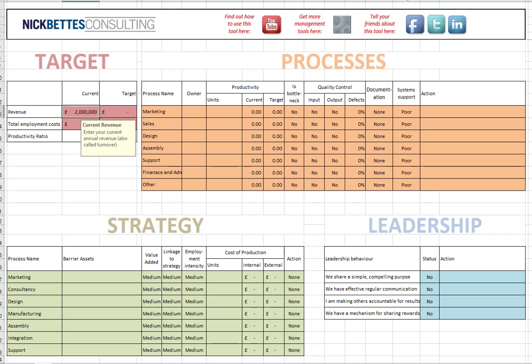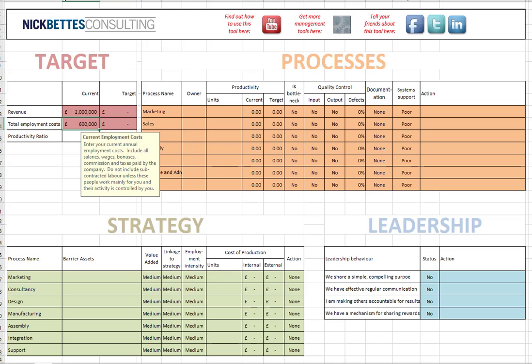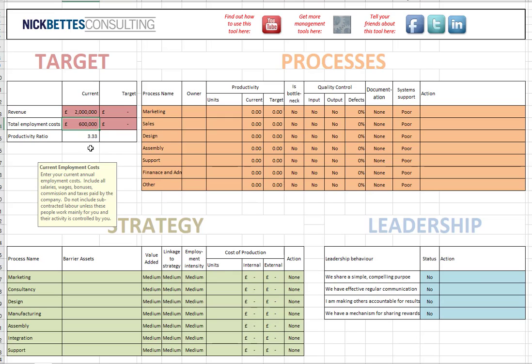So the first thing to put in is current revenue, presumably over the last 12 months or so, and total employment costs over the same period. And you can see that this gives us a productivity ratio of 3.33 for this demonstration business.